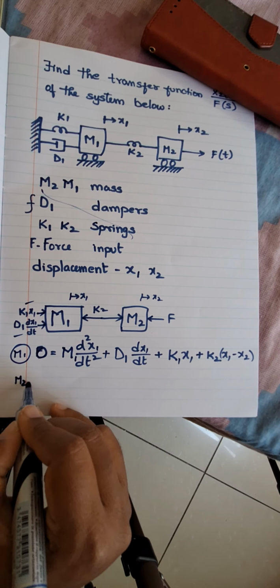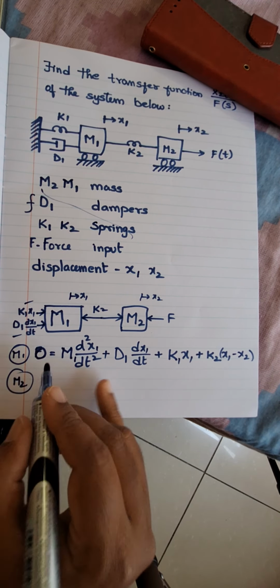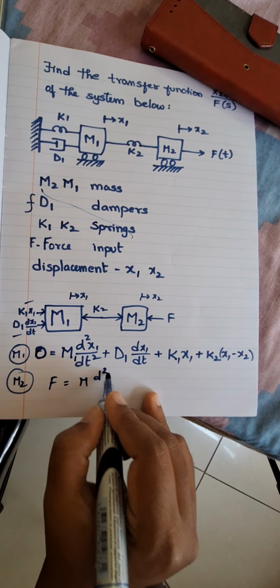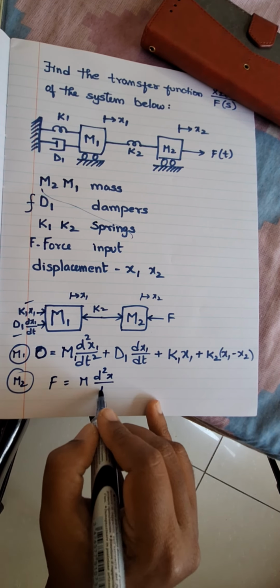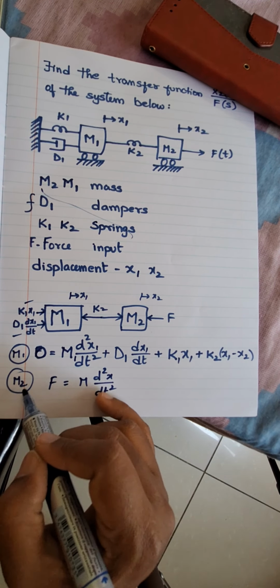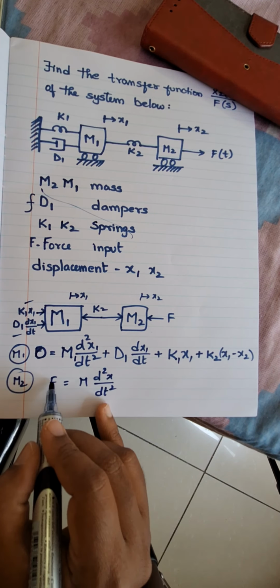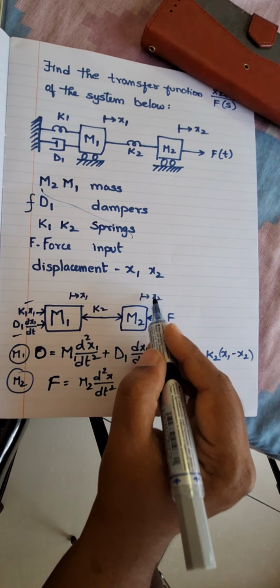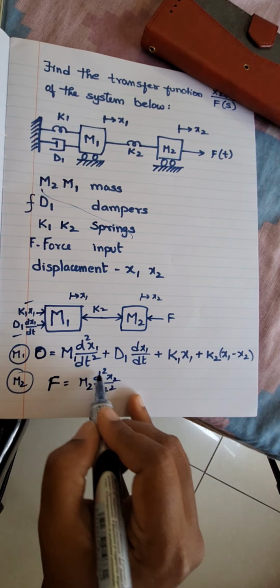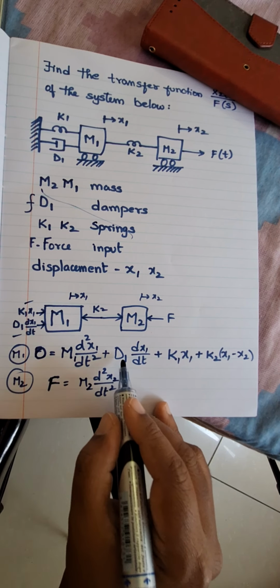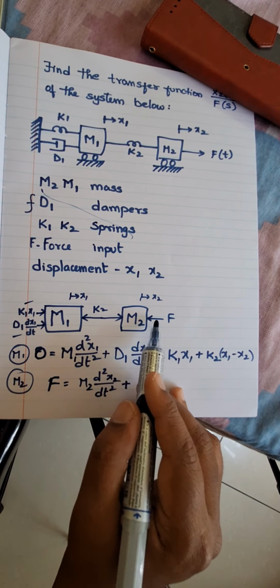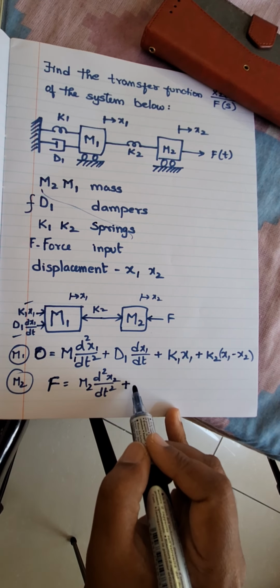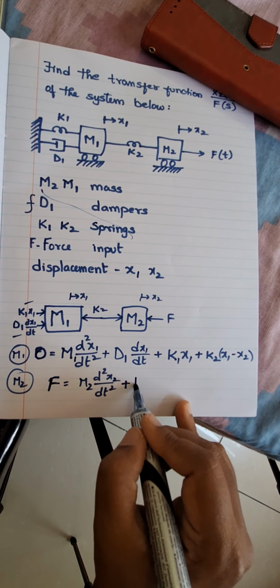Now, what is the M2 equation? Again, force is equal to m d square x by dt square. Does M2 have a force? Yes, it is there, so F will be F only. M will be M2. X2 is the displacement. So the equation will be m2 d square x2 by dt square plus damper. Is there any damper here? We have only the force and K2. So we don't have a damper, so this one won't come. Then we have only K2.